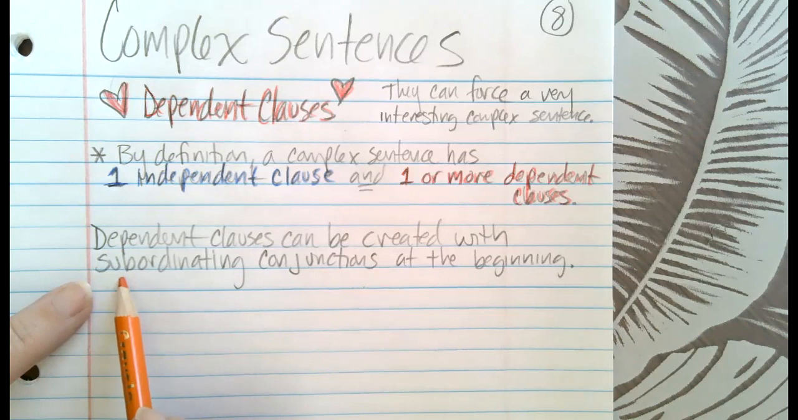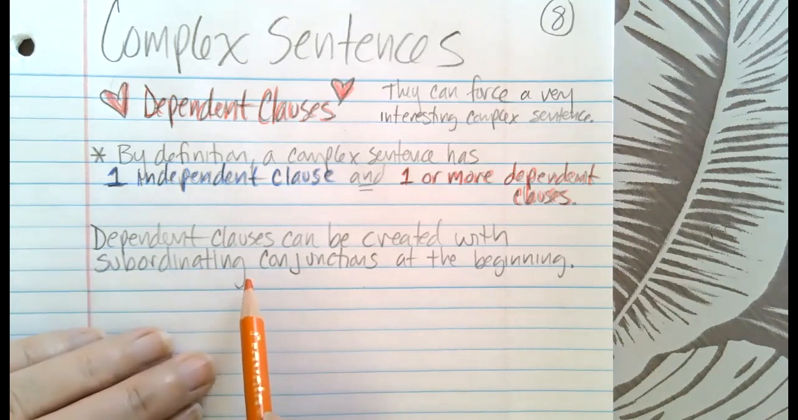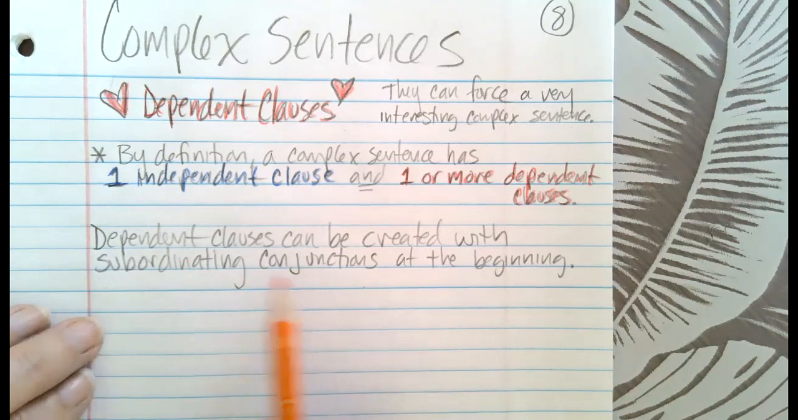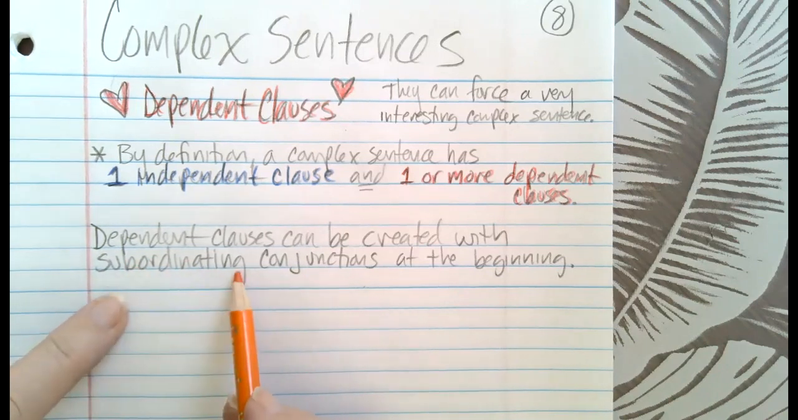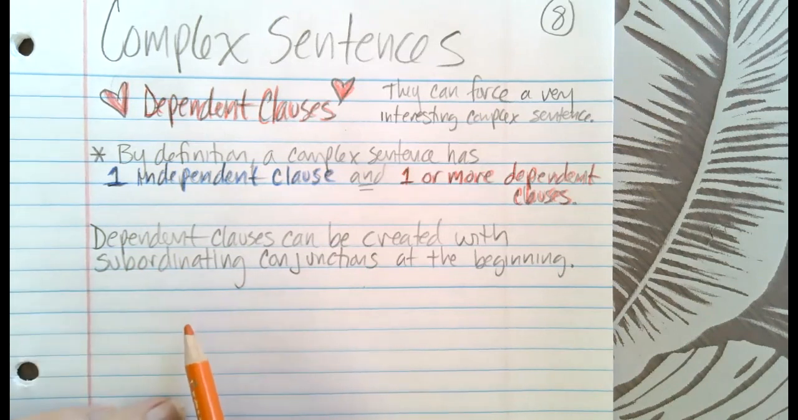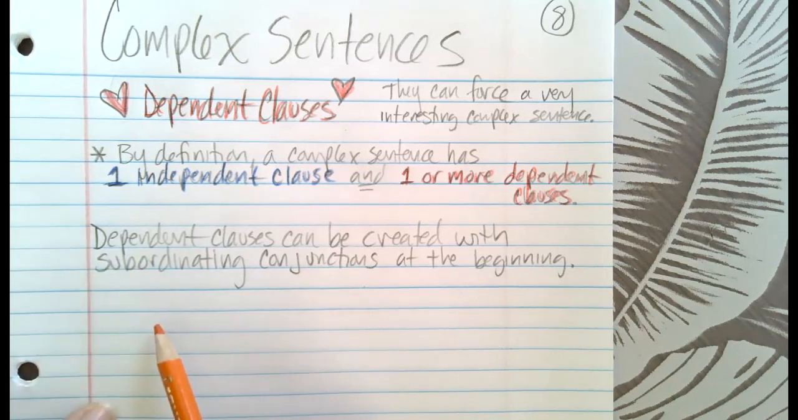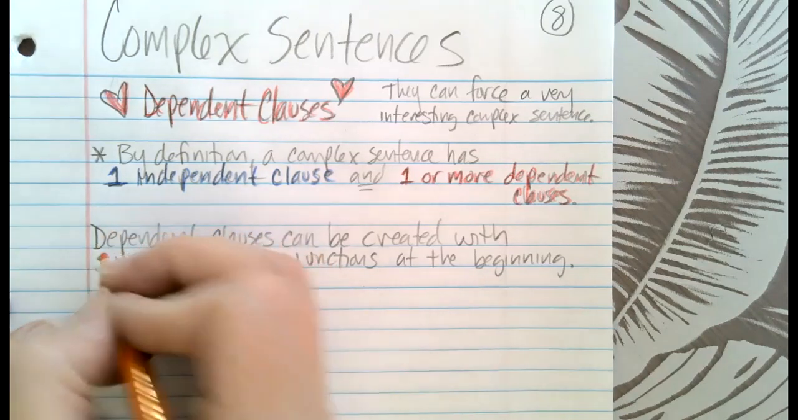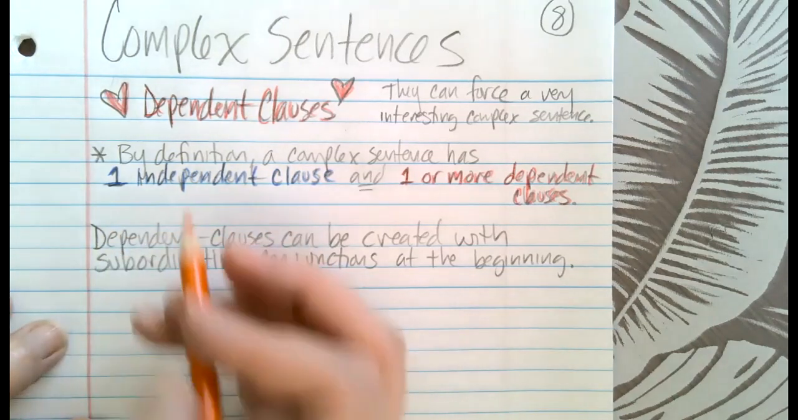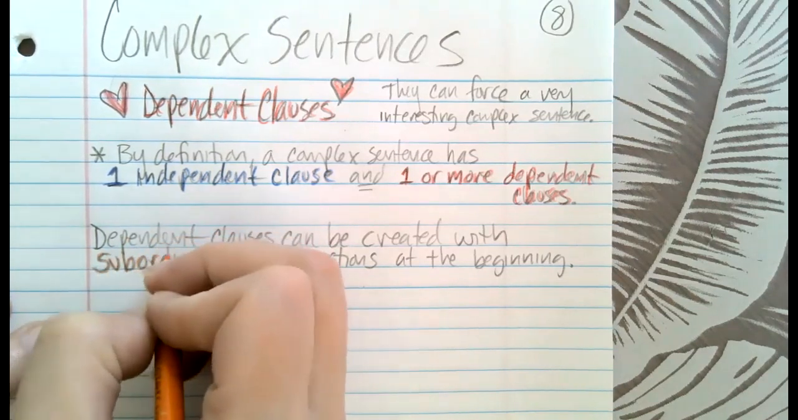But this is subordinating. Sub meaning below. So to subordinate means to make something go below in value, essentially, to something else. So a subordinating conjunction is going to take our sentence, if we put it at the beginning, and make it require something else to work well. So it's subordinating it below something else, essentially. Okay, so we're going to color code those orange. So we're going to go over subordinating conjunctions in orange.